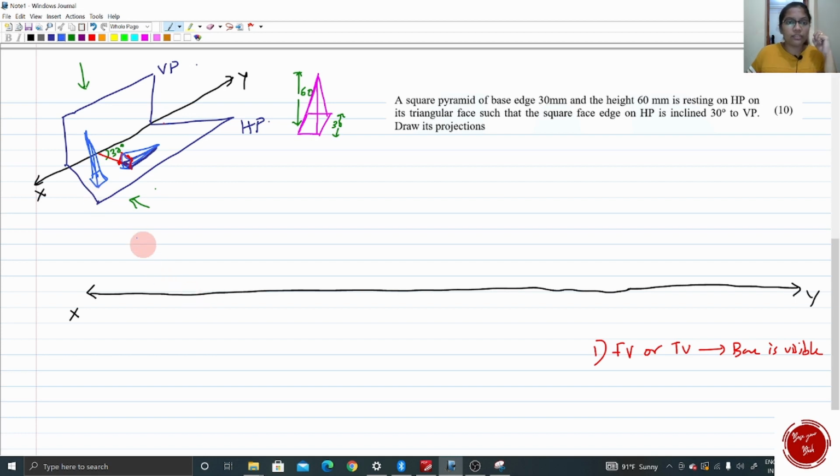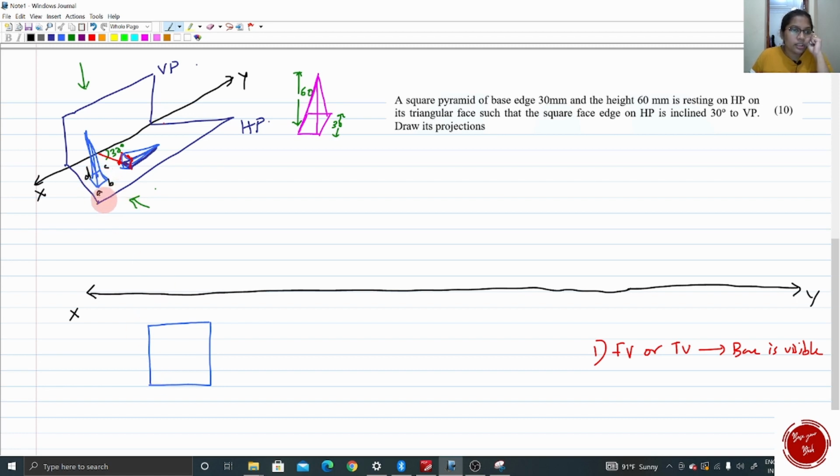Okay, so let's begin with the top view. You can see that one of the base edges is parallel to XY. So I draw a square with one base edge parallel to XY, and the length is 30 mm. It is given. So with 30 mm dimension, I am going to draw a square. Okay, let's name the base A, B, C, D.